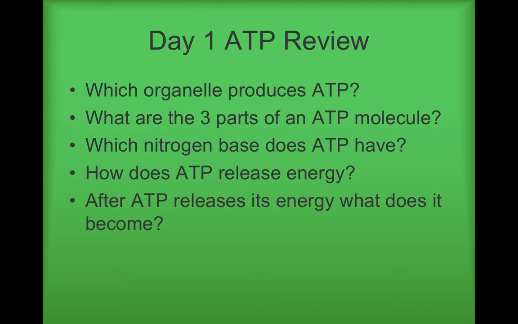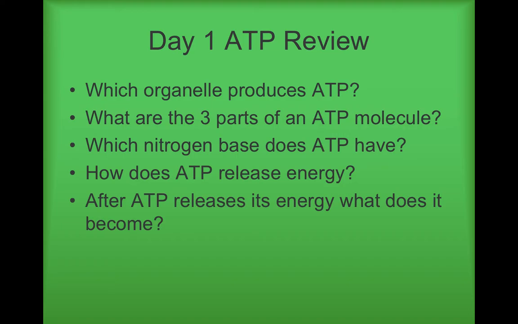The three parts: adenine, ribose, the sugar, and three phosphate groups. Remember that T stands for triphosphate, meaning three phosphate groups. The nitrogen base is adenine. How does ATP release energy? By breaking off that third phosphate group. When you're looking at an image of it, the third phosphate group is the last phosphate group. It's the phosphate group closest to the outside.